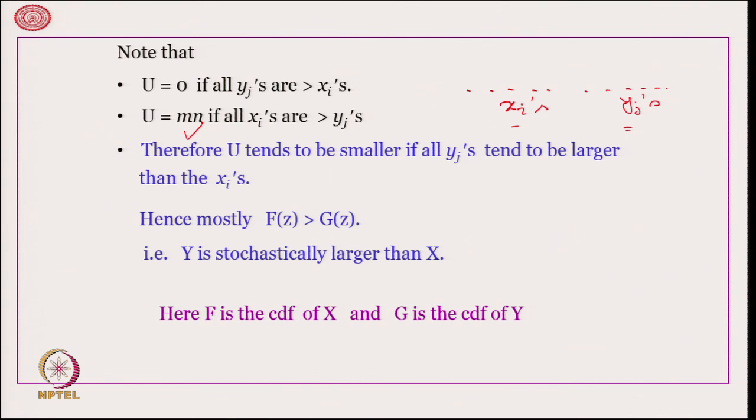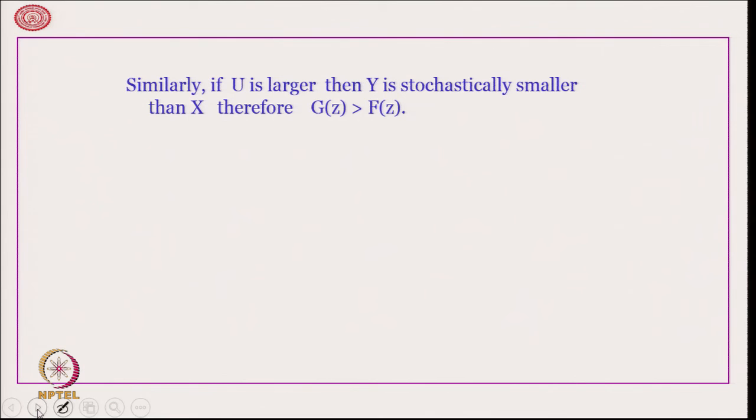Hence, mostly f z is going to be greater than g z, that is y is stochastically larger than x. Here f is the CDF of x and g is the CDF of y. Similarly, if u is larger, then y is stochastically smaller than x and therefore, g z is greater than f z for all z belonging to R. So, let me explain this with a diagram.